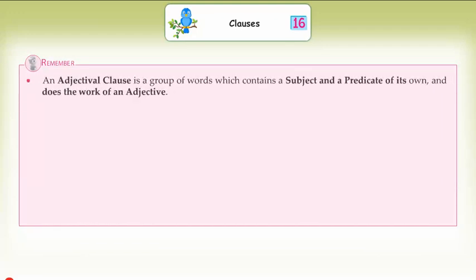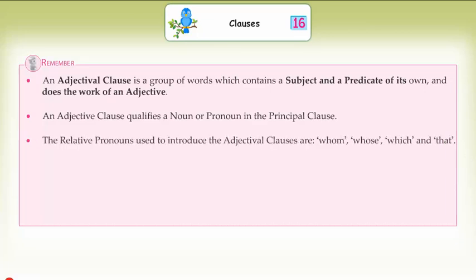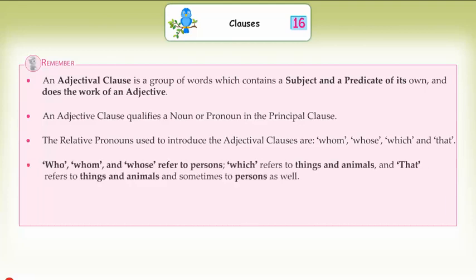Remember, an adjectival clause is a group of words which contain a subject and a predicate of its own and does the work of an adjective. An adjective clause qualifies a noun or pronoun in the principal clause. The relative pronouns used to introduce the adjectival clauses are who, whom, whose, which, and that. Who, whom, and whose refer to persons, which refers to things and animals, and that refers to things and animals and sometimes to persons as well.